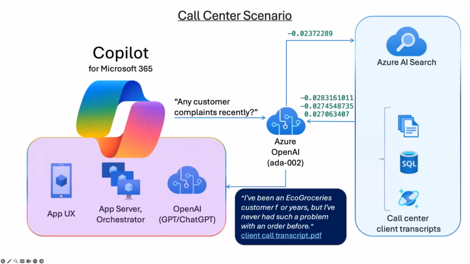So as you can see, the response says that I've been an Eco Grocery customer for years, but I've never had such a problem with an order before. So in this sentence, we don't actually have complaints as the word. But again, thanks to semantic and vector search working together, we understand the similarity between complaints and this sentence. So that makes this scenario very unique because in this case, we don't need to provide the exact wording. So Copilot can work with Azure AI Search and bring the related data, bring the similar data to our users.